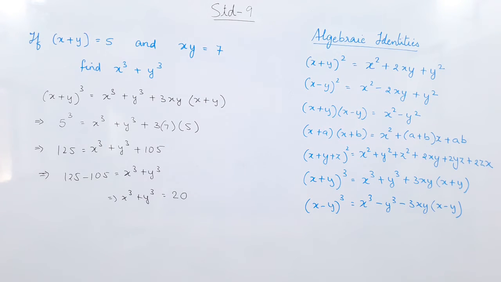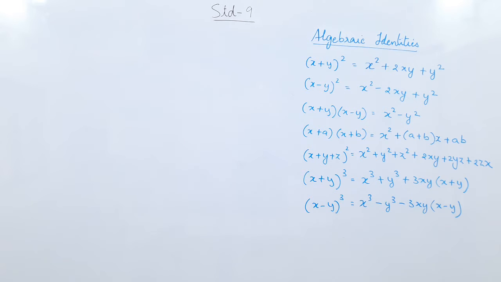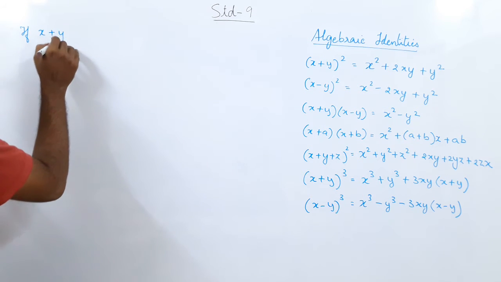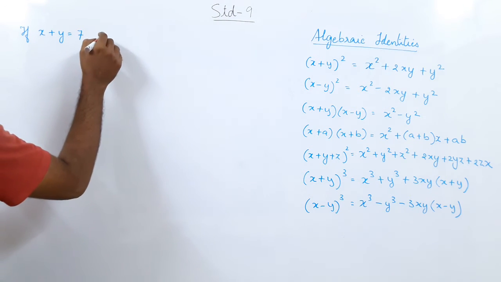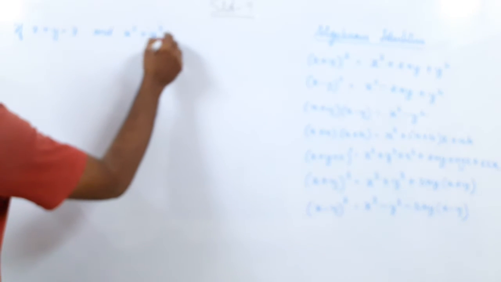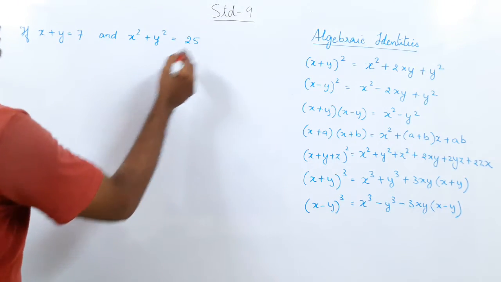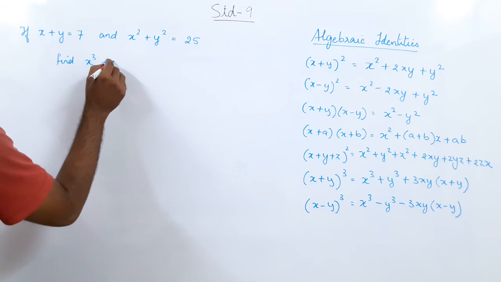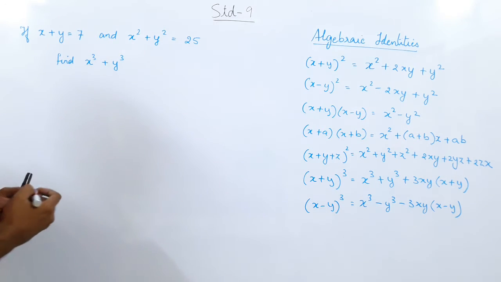Now I intend to go to a little bit of complex sum, not one stage but 2 stages. Let us see. Okay, now follow this sum. If x + y = 7 and x square + y square = 25, find x cube + y cube. So this is the question, right?